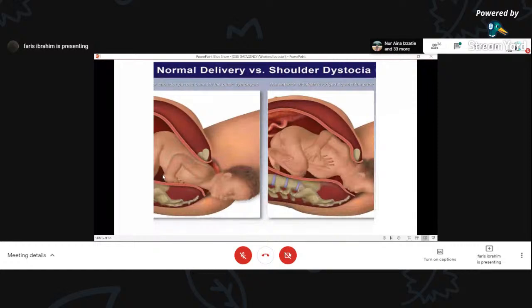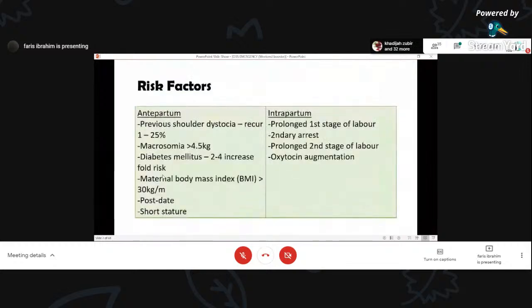Okay, now looking at this picture, these are 2 comparisons of normal delivery and shoulder dystocia. This is very basic. In the first picture, you see the anterior shoulder can pass through the maternal symphysis pubis, whereas if you see the arrow there, in shoulder dystocia the anterior shoulder is impacted at the maternal symphysis pubis, so the body cannot pass through. This is basically the normal one and the shoulder dystocia, just to give an idea for those who may not be clear yet.